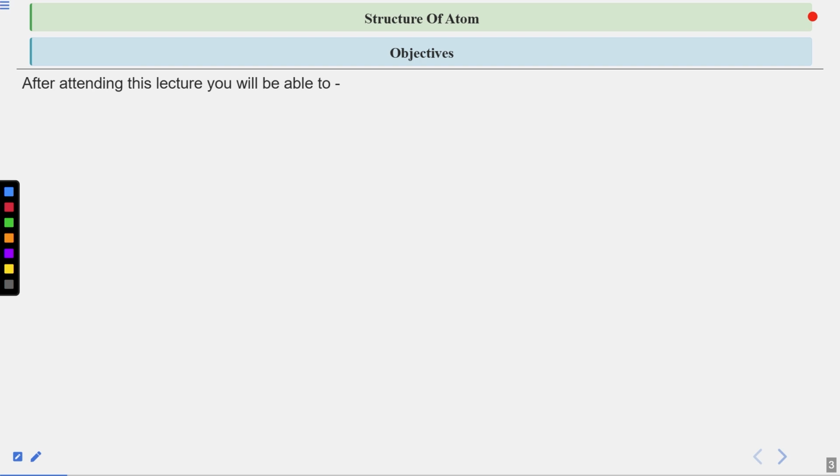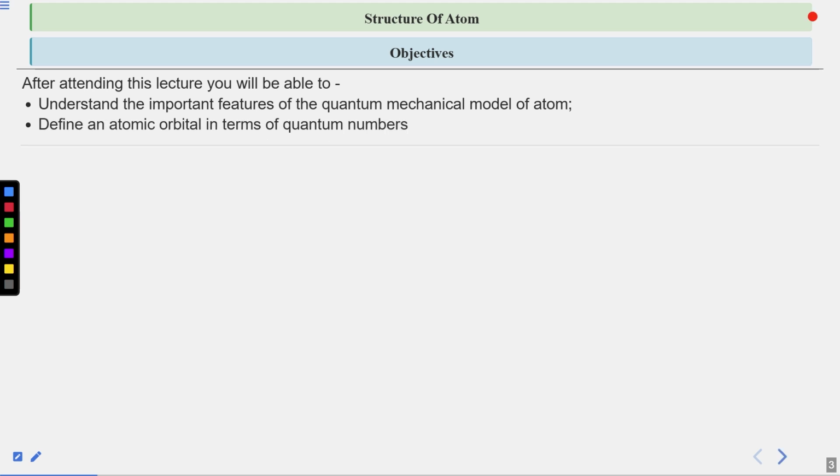In this lecture, our objective would be, first of all, to understand the important features of the quantum mechanical model of atom. And second is identifying an atomic orbital in terms of quantum number. So we will study every type of quantum number today.